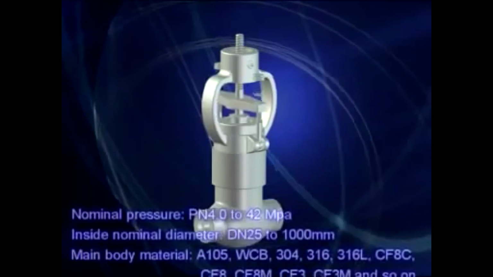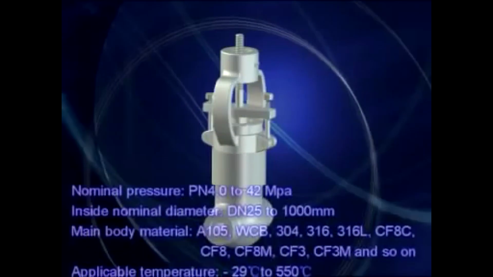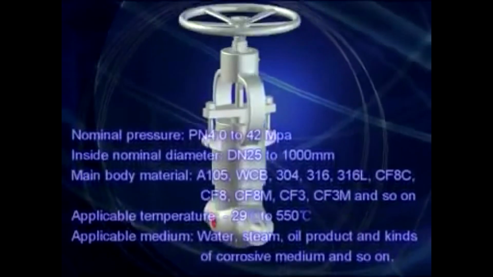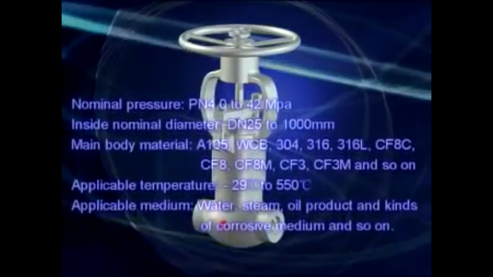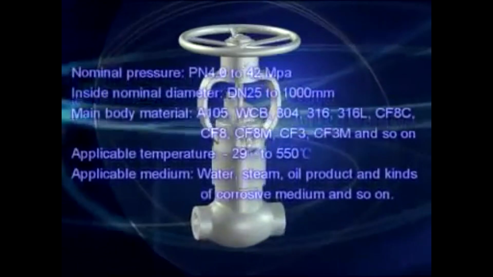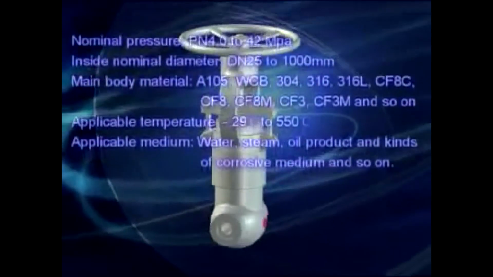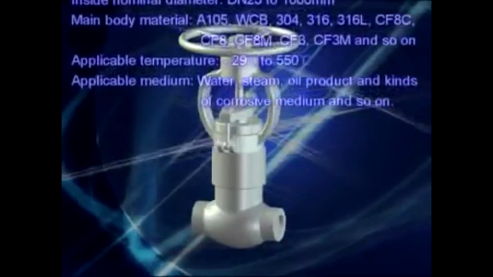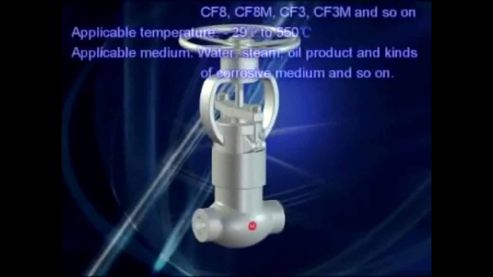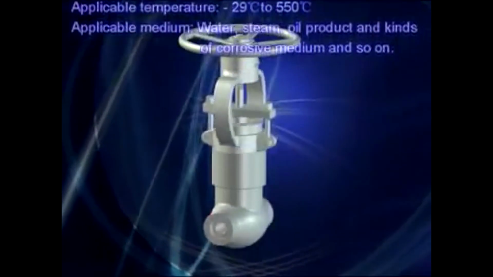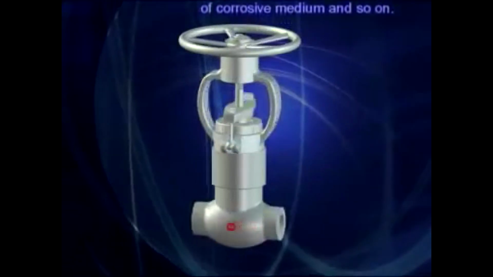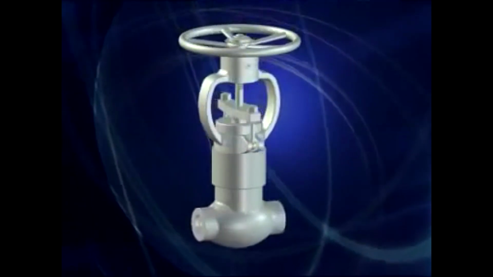Inside nominal diameter from DN 25 to 1000 mm. Main body material A105, WCB, 304, 316, 316L, CF8C, CF8, CF8M, CF3, CF3M and so on. Applicable temperature from minus 29 degrees centigrade to 550 degrees centigrade. Applicable medium: water, steam, oil product and kinds of corrosive medium and so on.